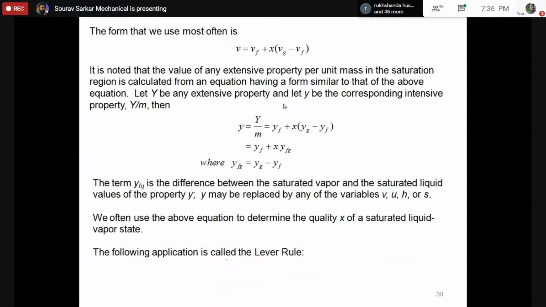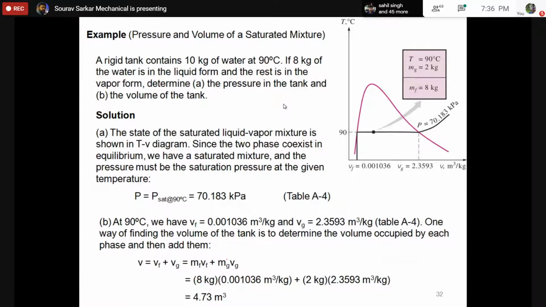So let's try to solve one problem. Let's assume one problem. Just wait for 1 second.